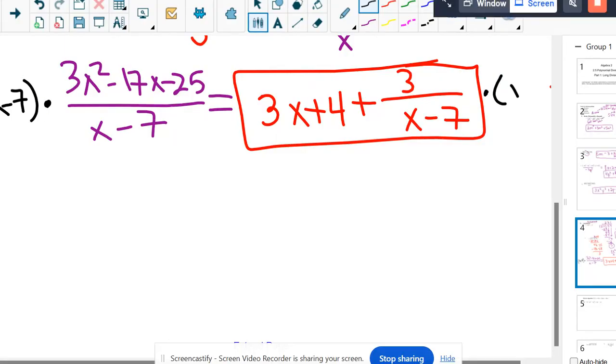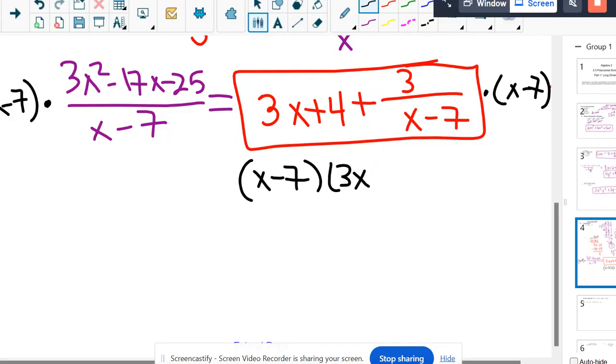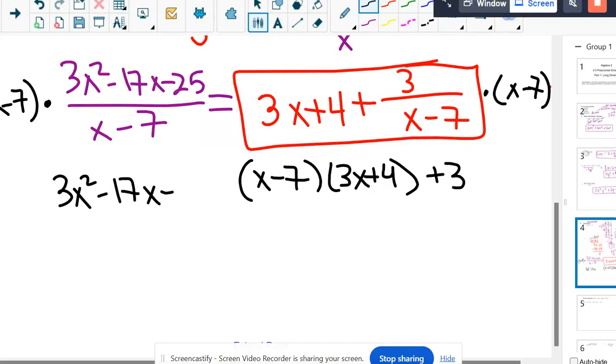So if I multiply this side by x minus 7, we would multiply 3x plus 4 times x minus 7. And if I multiply the x minus 7 by this part of the answer, the x minus 7s will cancel out, and I just get plus 3. So now 3x squared minus 17x minus 25 is equal to that. What do you notice about that? It's factored. There are factors with a remainder.